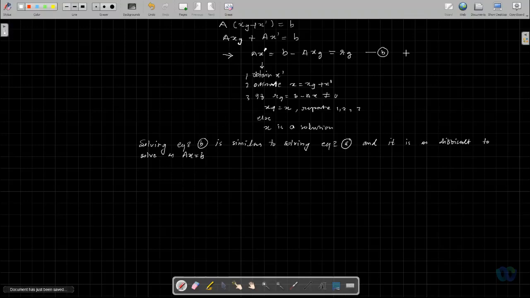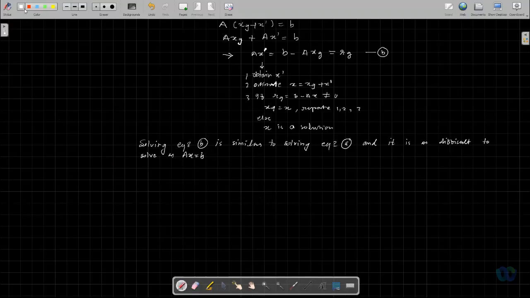Suppose you want to find x prime from this. So x prime is equal to A inverse times Rg. Finding A inverse itself is a difficult activity. We do not want to calculate A inverse. So what do we do?